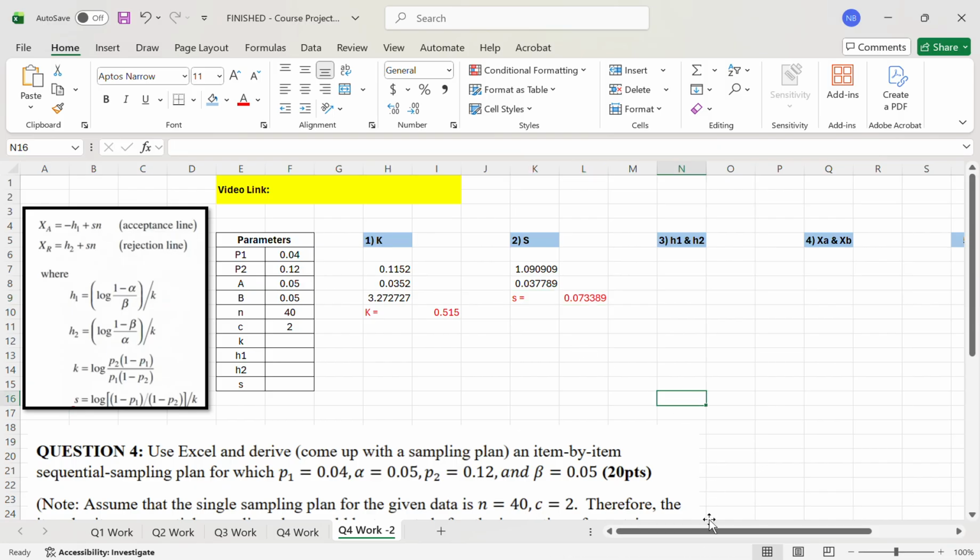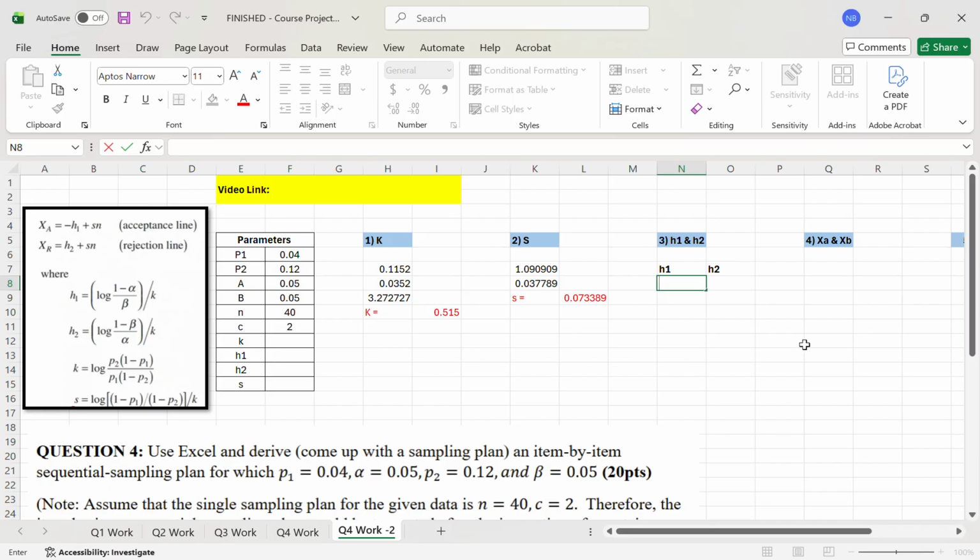And finally, next we're going to want to calculate our H1 and our H2. All right, let's start with H1. So H1 is the log of 1 minus alpha, divided by beta. And all that is divided by, again, the K value that we calculated earlier.